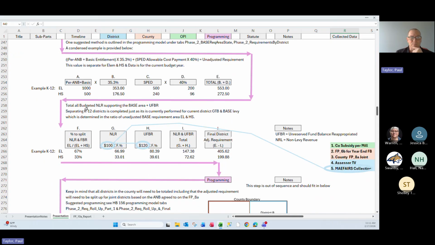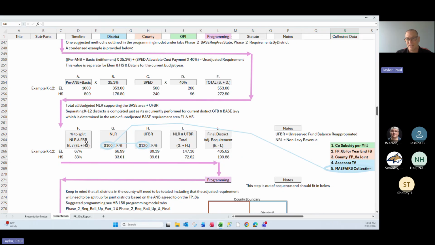We're going to total all the budgeted non-levy revenue that supports the base area plus that unreserved fund balance reappropriated. Remembering that that comes from the actual Mayfair's collection that's going to happen this summer coming up, anytime after the third week of July, all the way through mid-September. So here I'm going to split the non-levy revenue and that unreserved fund balance appropriated.